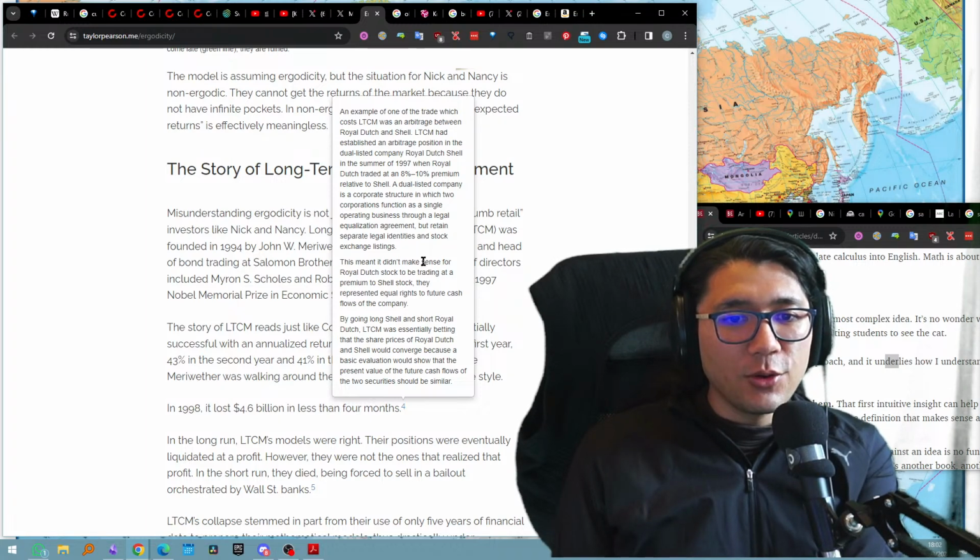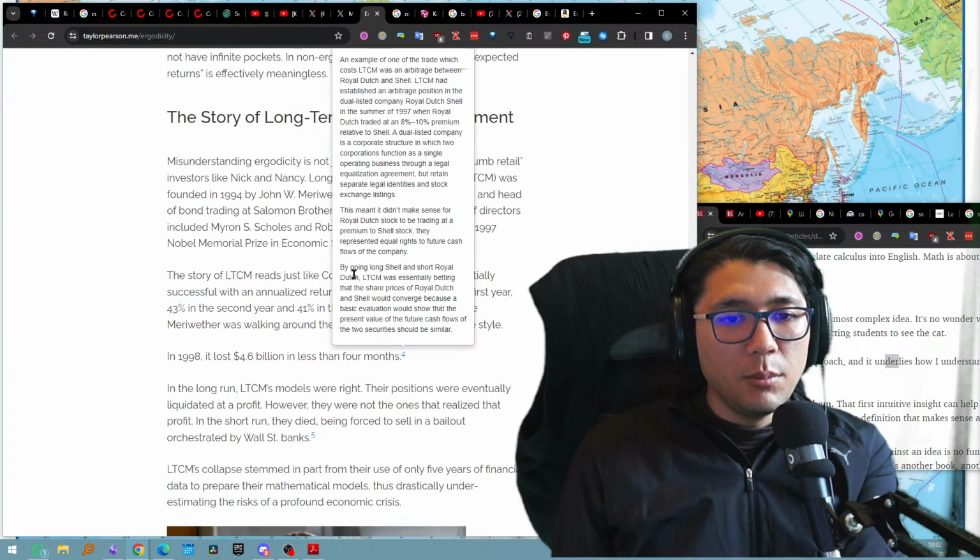This meant it didn't make sense for Royal Dutch stock to be trading at a premium to Shell stock. They represented equal rights to future cash flows of the company. By going long Shell and short Royal Dutch, LTCM was essentially betting that the share prices of Royal Dutch and Shell would converge because a basic evaluation would show that.